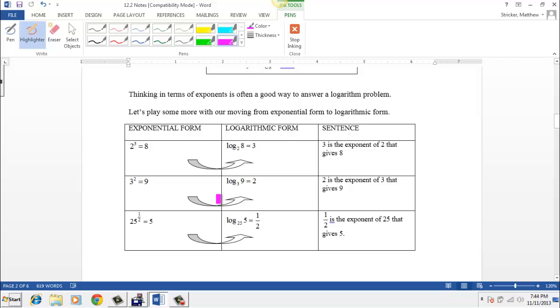And then here we throw in a fractional exponent. We know that just means square root, so this basically says the square root of 25 is 5. Well, in log form it looks like this. 25 is the base, and over on the other side of the equal sign is our power, the power that we have to raise 25 to get 5.